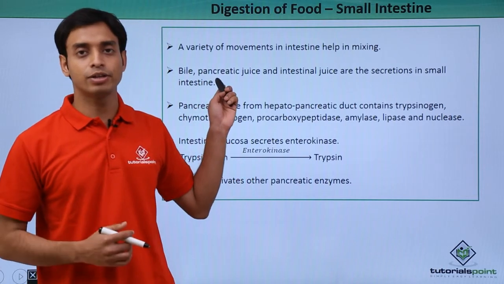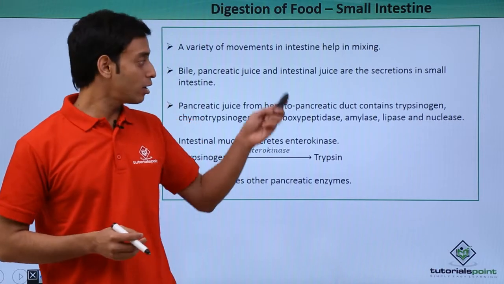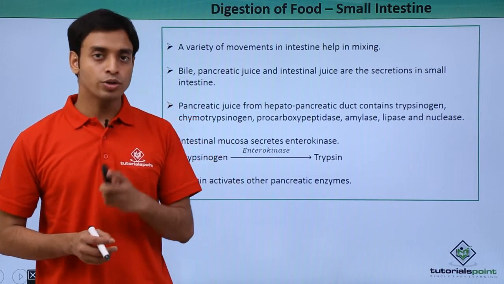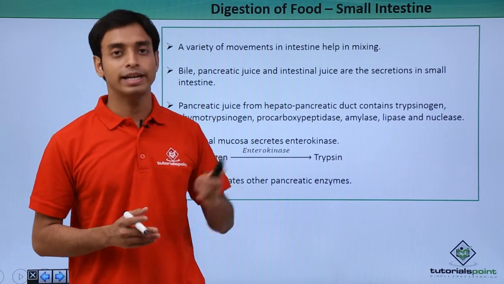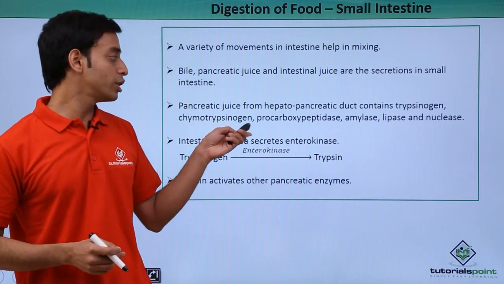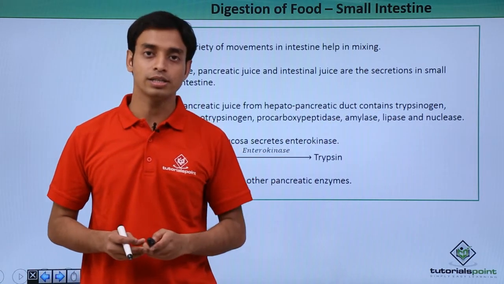So what are the different secretions in the small intestine? Those secretions are bile, pancreatic juices and also the intestinal juices. These are secreted in the small intestine. The pancreatic juices, which come mostly from the hepatopancreatic duct, contain various enzymes. What are those? Trypsinogen, chymotrypsinogen, procarboxypeptidase, amylase, lipase and also nucleases.